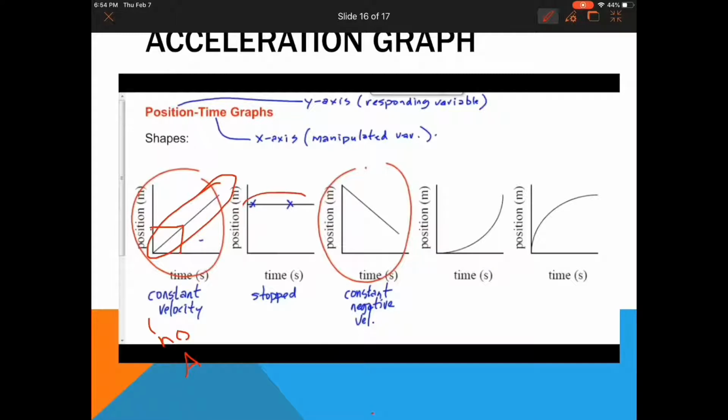The next graph here, there's a straight line. It stays at the same position for a period of time. That means in this graph, they have not moved. So again, this graph shows no acceleration. The next graph is very similar to the first one, but it's going at a negative velocity. So they're going at a constant negative velocity, which means if it's constant, there is no acceleration.